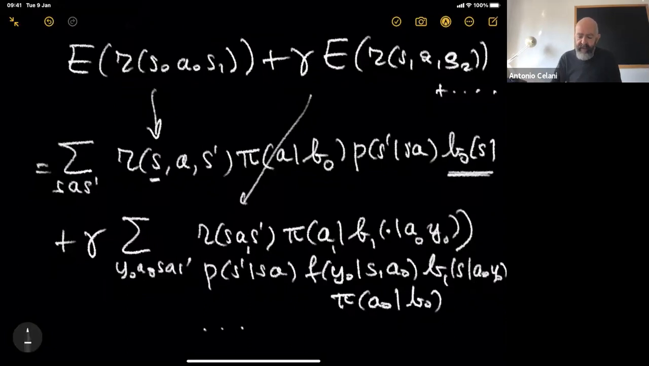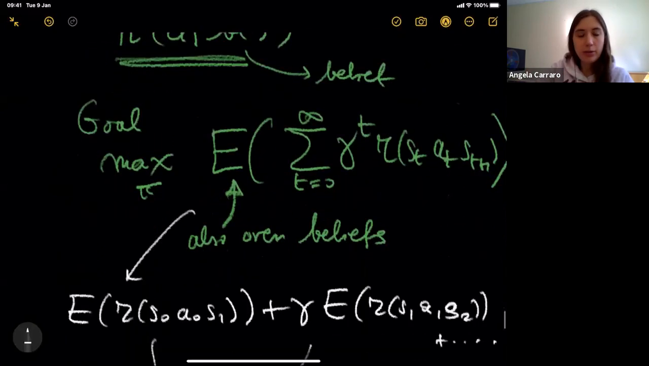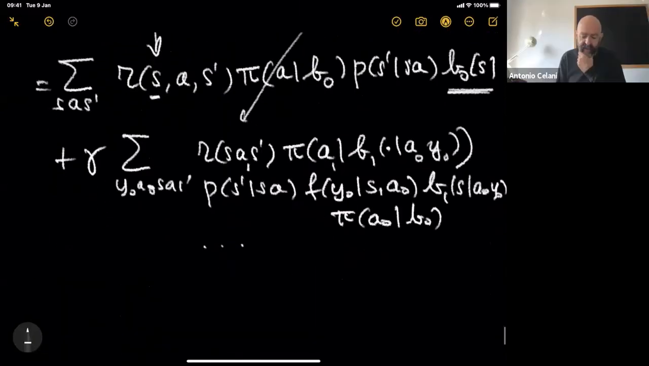Sorry, yes, please. The sum is over epsilon0, A0, S, A, S prime. The sum is over everything because you have to come up with something that doesn't depend on S. So yes, S prime here.